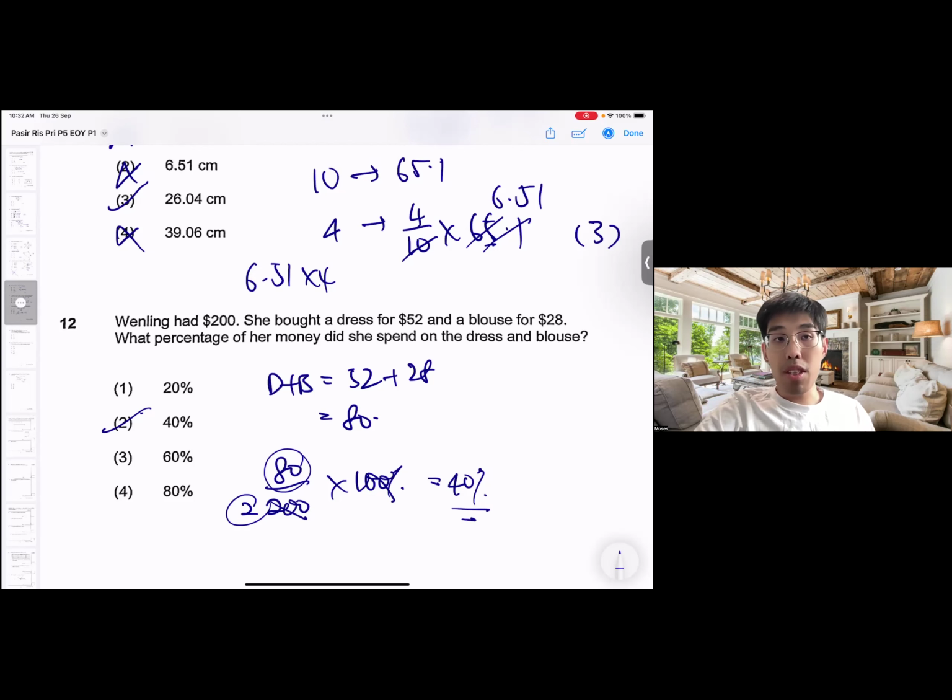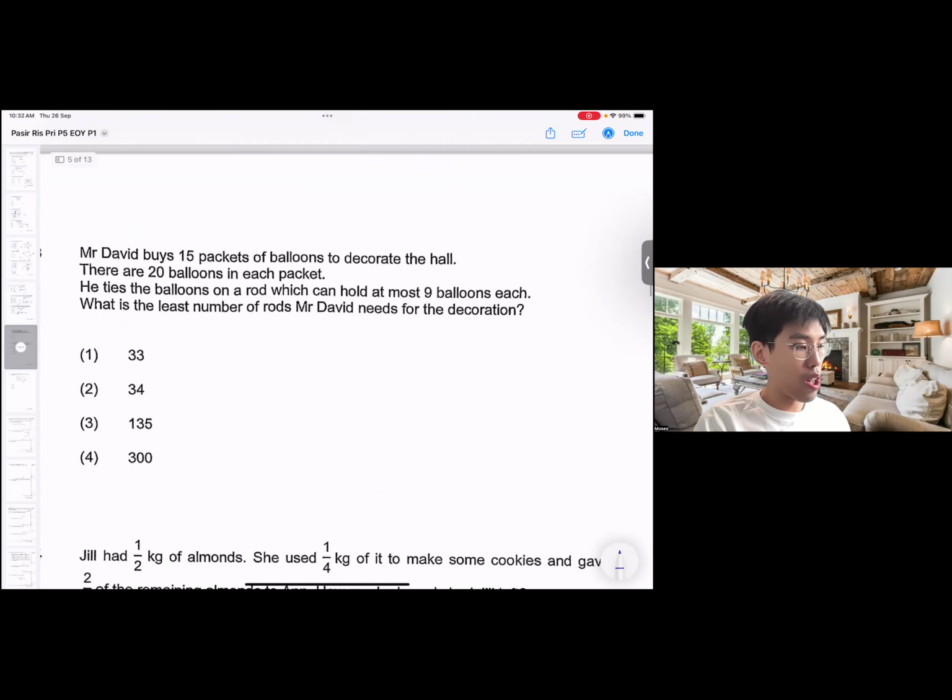The thing for MCQ is this: you do not need to write every single line of working. You see, my workings and my rough work here is very disorganized and not in a proper statement form. Proper statement forms are only required in paper 2. So don't be too hard up about writing statements here. As long as you get the answer, we are good to go. So option 2, 40%. Okay, let's move on.